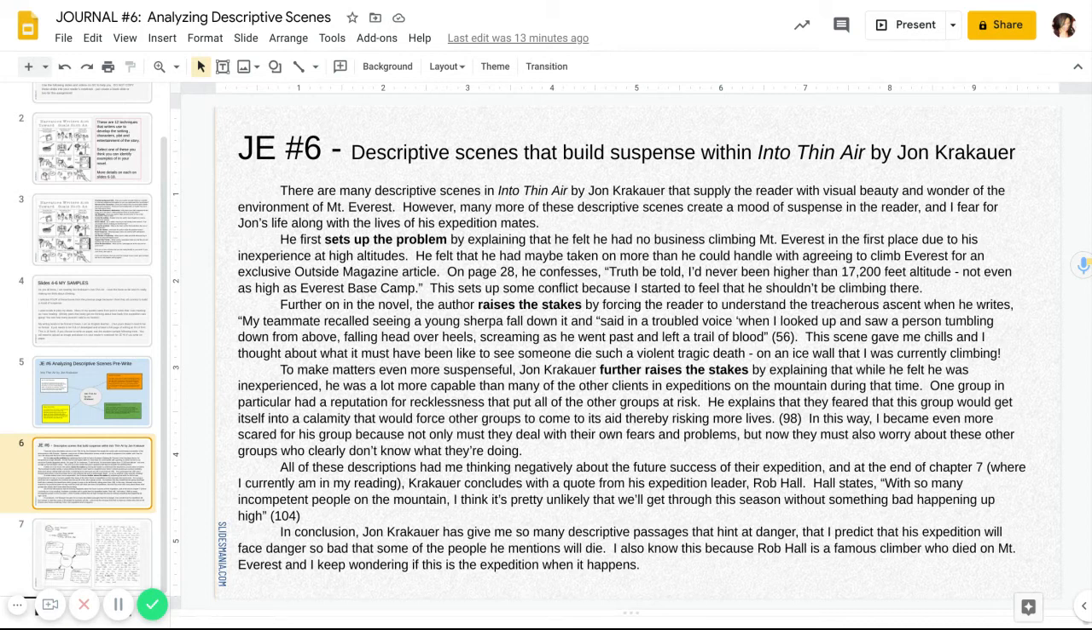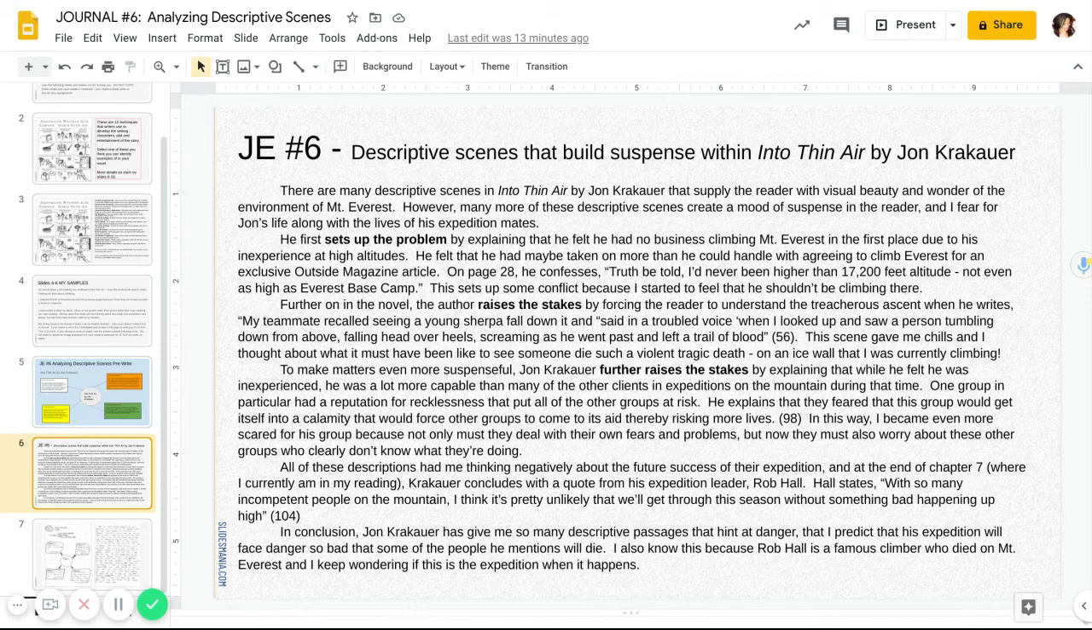He first sets up the problem by explaining that he felt he had no business climbing Mount Everest in the first place due to his inexperience at high altitudes. He felt that he had maybe taken on more than he could handle with agreeing to climb Everest for an exclusive Outside magazine article. On page 28, he confesses, "Truth be told, I've never been higher than 17,000 feet altitude, not even as high as Everest Base Camp." This sets up some conflict because I started to feel that he shouldn't be climbing there.